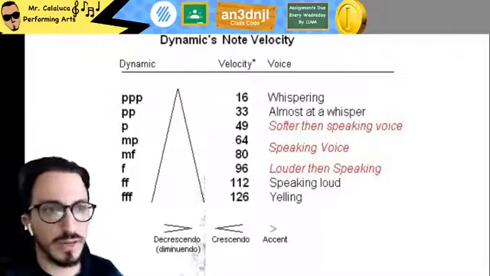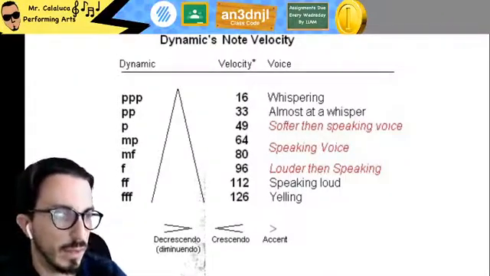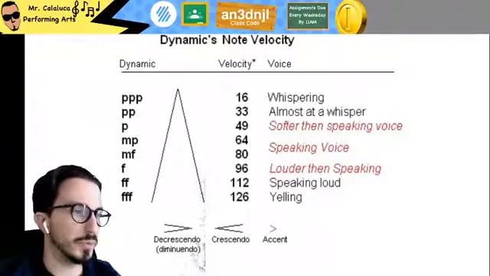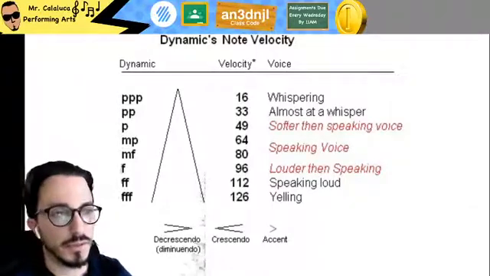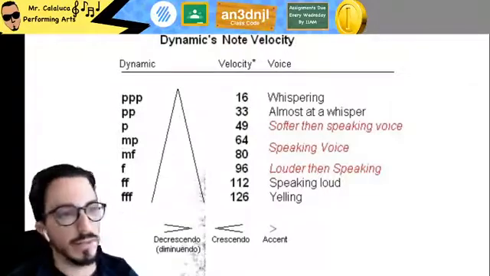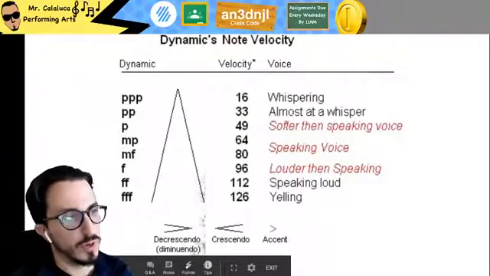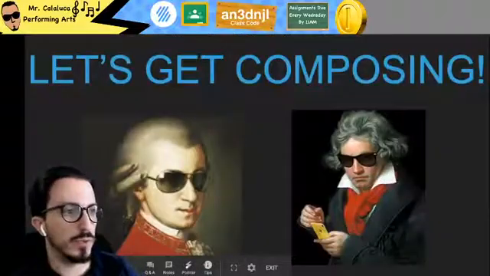Now, just to give you an idea of how the volume should be, if you look here, it's a little description of how it sounds. So, speaking voice, that's mezzo piano, mezzo forte. Then it goes on the opposite sides of getting quieter and softer, and then getting louder and louder, going down to basically yelling. So that is there to help you guys out.